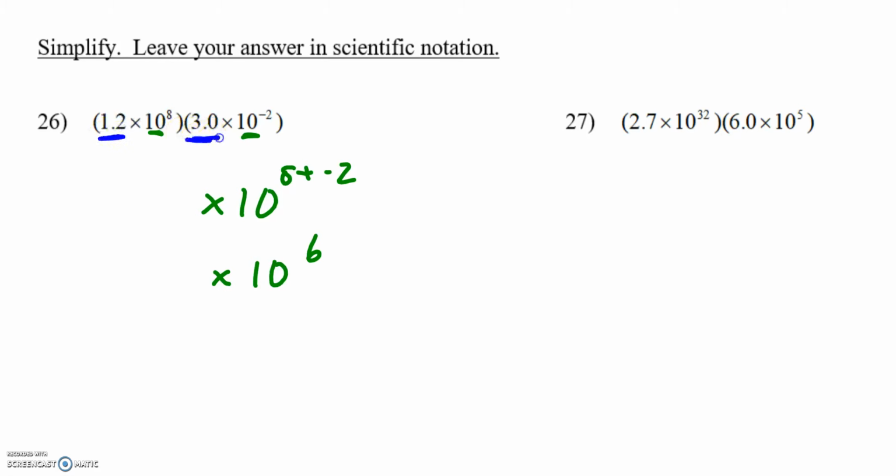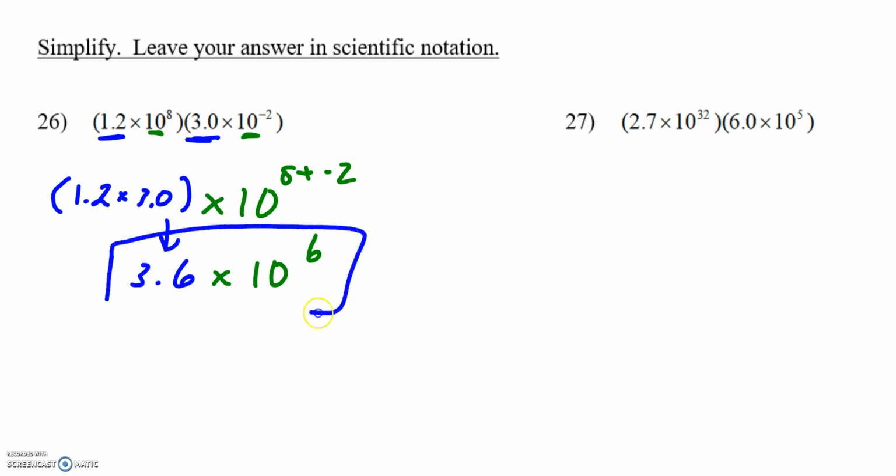However, the 1.2 and 3.0 are not like bases, so we'd have to just multiply those as normal. So 1.2 times 3 gives me 3.6. So we'd have 3.6 times 10 to the 6th power. Over here, I can definitely write a note that I did 1.2 times 3.0 to get this. What you need to check for is, is this number between 1 and 10? Yes, it is. So this is my final answer. Nothing else needs to be done.